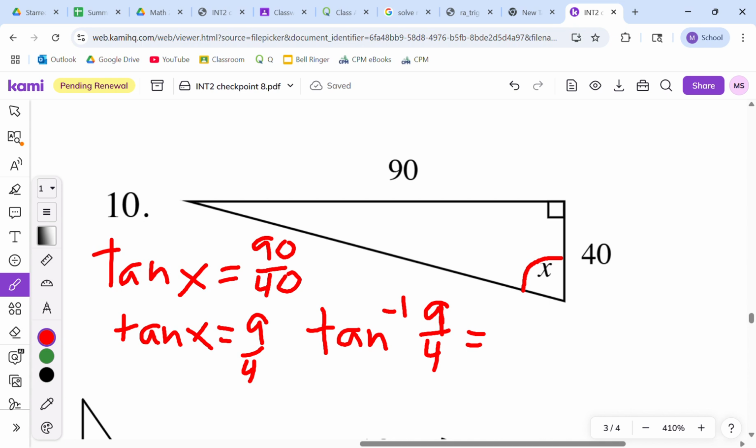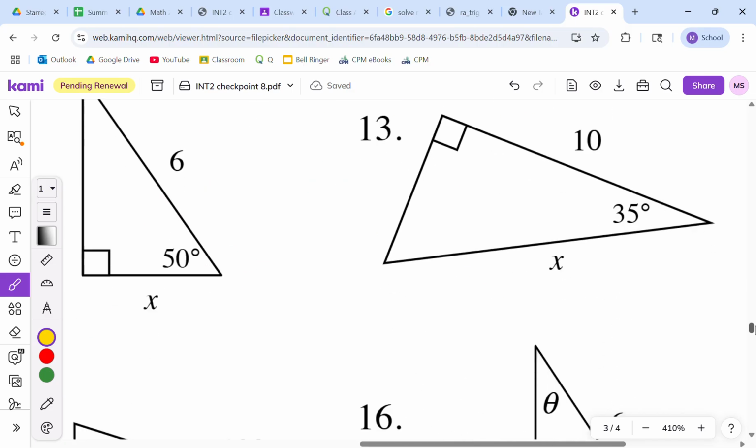Okay, my calculator says 66.037 and so on. Let's just say 66 degrees. How about that? And that is our answer. A little bit of inverse tangent. Next up, number 13.